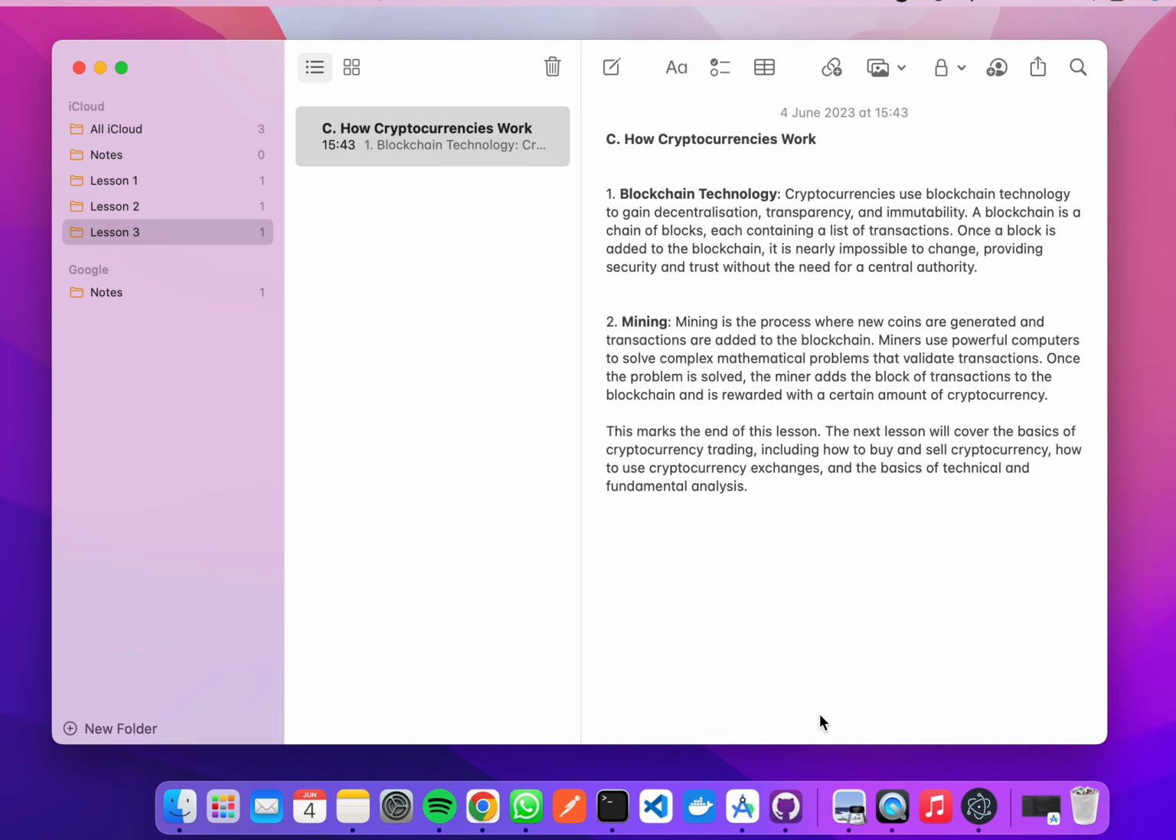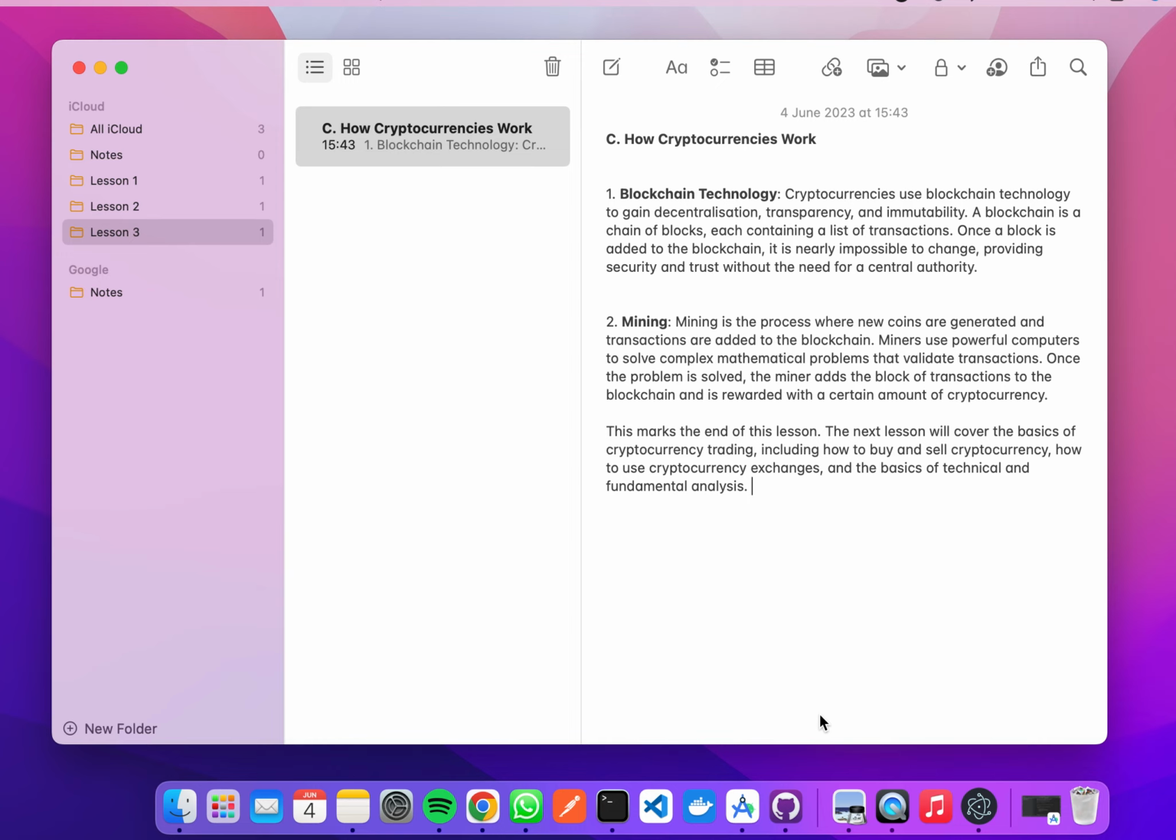That means it's immutable. A blockchain is a chain of blocks, each containing a list of transactions, like we discussed in our previous lesson about ledgers. Once a block is added to the blockchain, it is nearly impossible to change, providing security and trust without the need of a central authority. If you've covered the first and the second lesson keenly, I think that would be very easy for you to understand. So let's move on to mining.